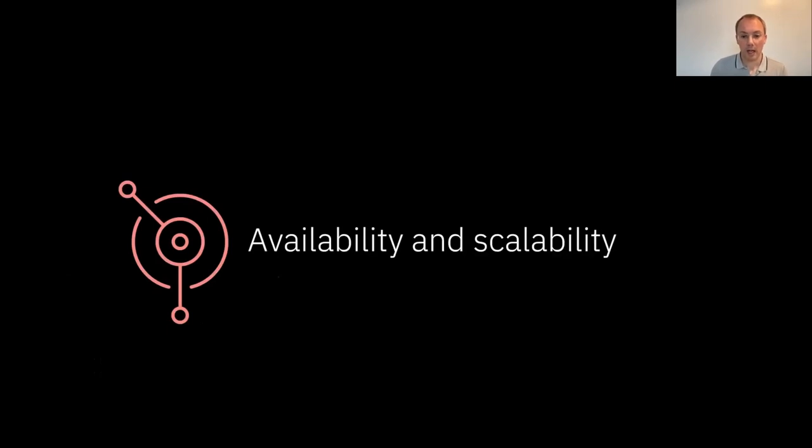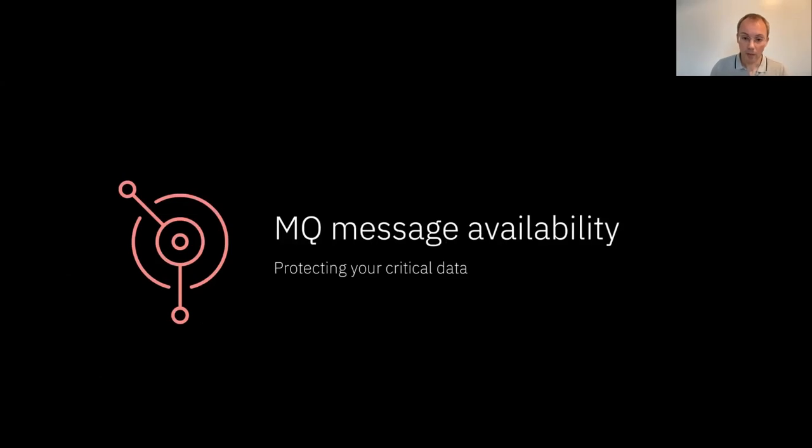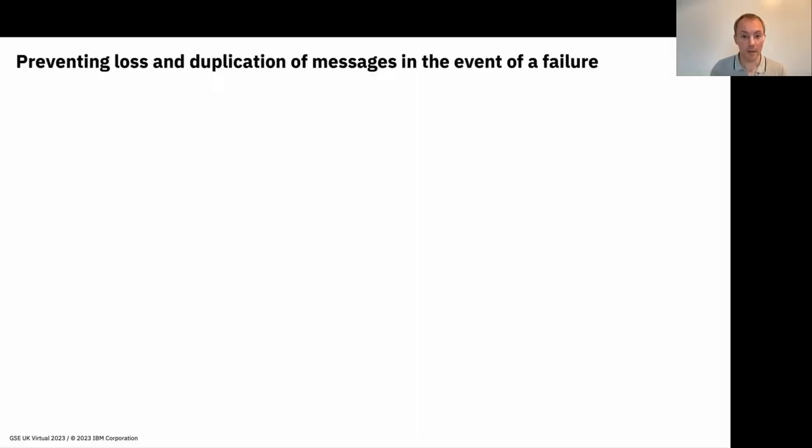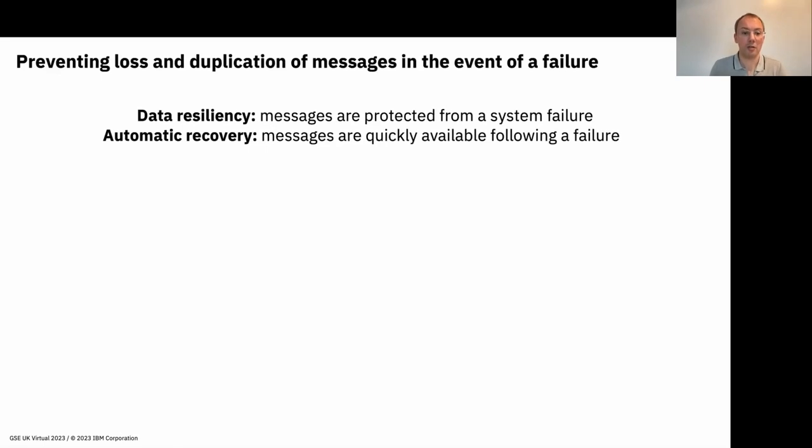So if we now look a bit closer at availability and scalability enhancements that we've been making, with a particular focus on message availability, we can see that there are two types of quality of service that we need to be mindful of. The first one is data resiliency, which is around making sure that your messages aren't going to get lost, they're protected from system failures. And then there's also the quality of making sure that if something does happen that causes the service to go down, you can get the service back up and running quickly so that you can gain access to your messages and continue processing.